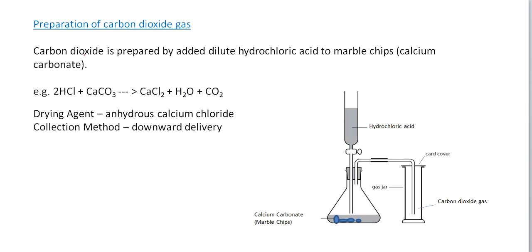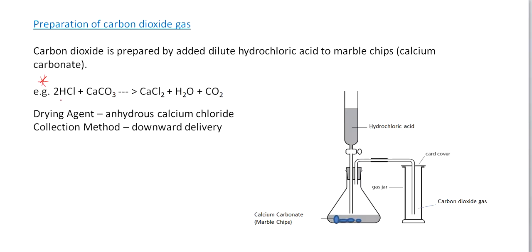How do we prepare carbon dioxide gas? Now, carbon dioxide is prepared by adding dilute hydrochloric acid to marble chips, right? And we're talking about calcium carbonate here. So we have calcium carbonate in a flask here, and we are adding hydrochloric acid, and we need to familiarize ourselves with this equation. So we have hydrochloric acid plus calcium carbonate produces calcium chloride, water, and carbon dioxide.